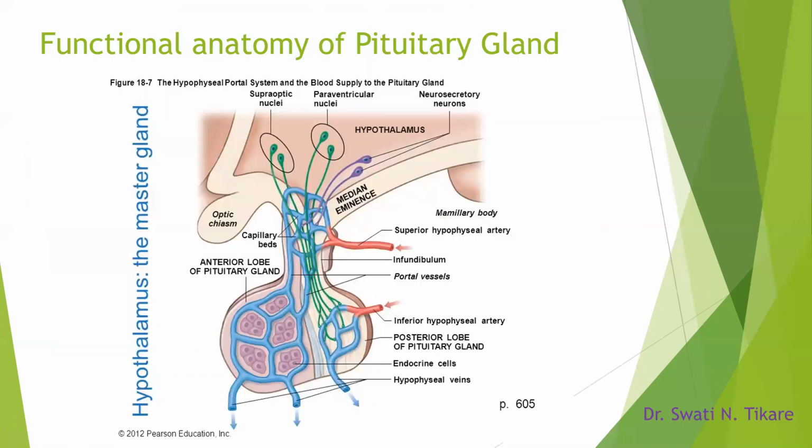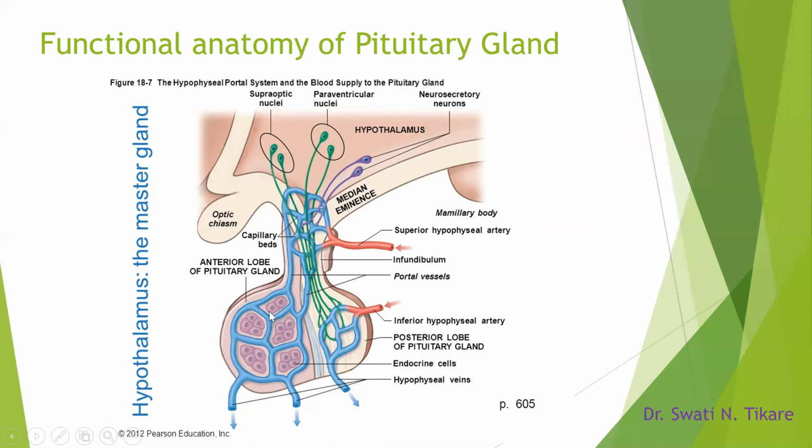Now, a little summary of the functional anatomy of the pituitary gland. So we already know the hypothalamus has a bunch of nuclei which are producing some hormones. Many of the neurosecretory hormones, releasing and inhibitory, are released into the vascular system here. So we have the anterior pituitary and the posterior pituitary.